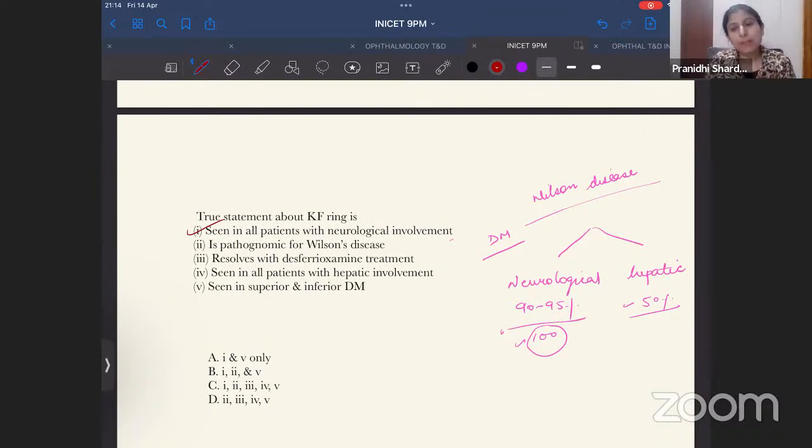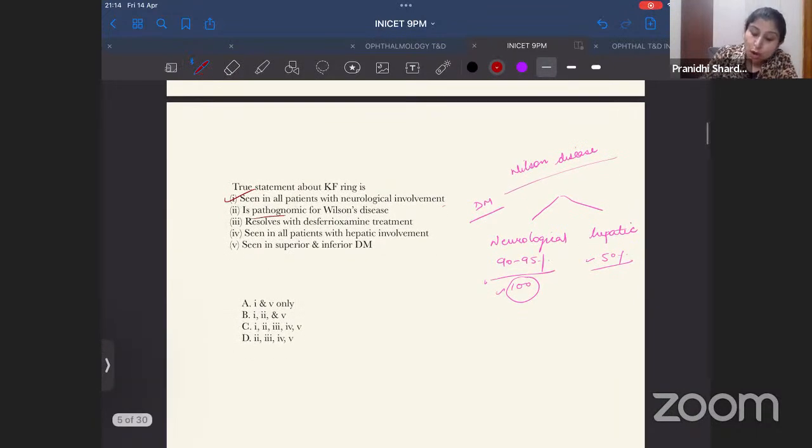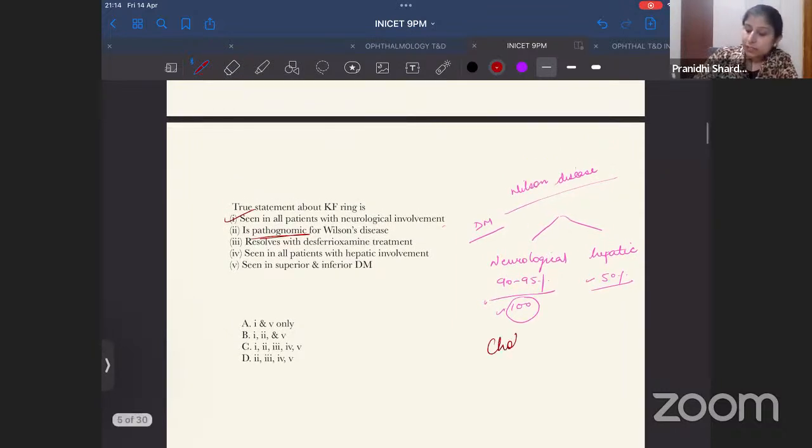Is it pathognomonic for Wilson's disease? Actually, it is seen commonly in Wilson's disease, but it is not pathognomonic. Why? Because it can be seen in other diseases like cholestatic diseases, like neonatal cholestatic diseases. So it can be seen in other diseases also, so it is not pathognomonic for Wilson's disease.